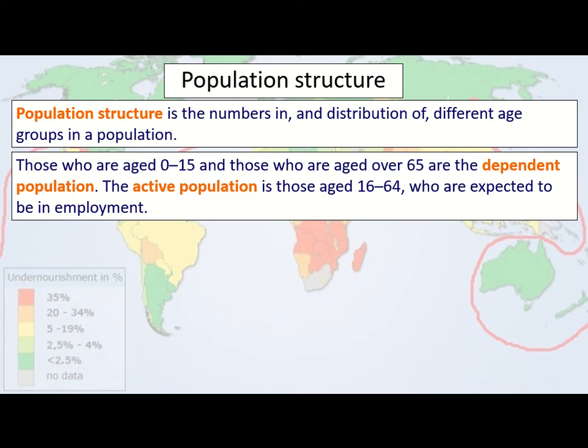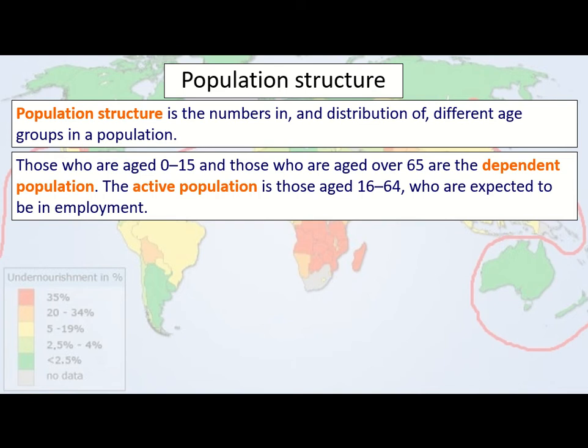And what that means is they essentially depend on the active population for the things they use, the services they use, education, pensions, retiring, that sort of thing. Healthcare services are far more used by people in those age categories, so they are more dependent. Now, the ratio, so the proportion between the young plus old and the workers, the ones in the middle, the active population, is really important.